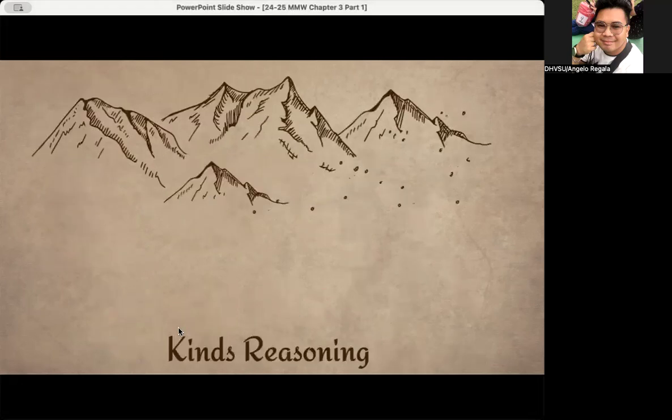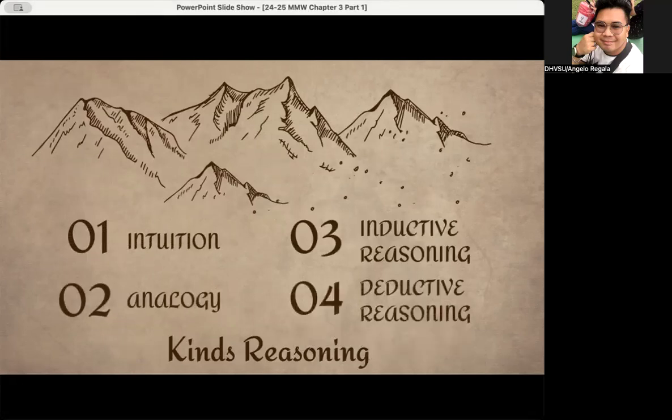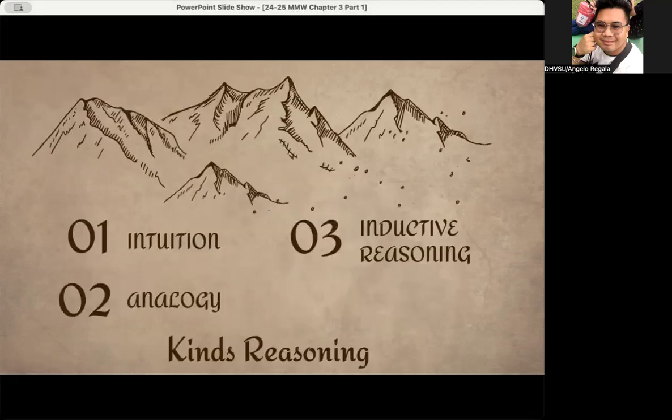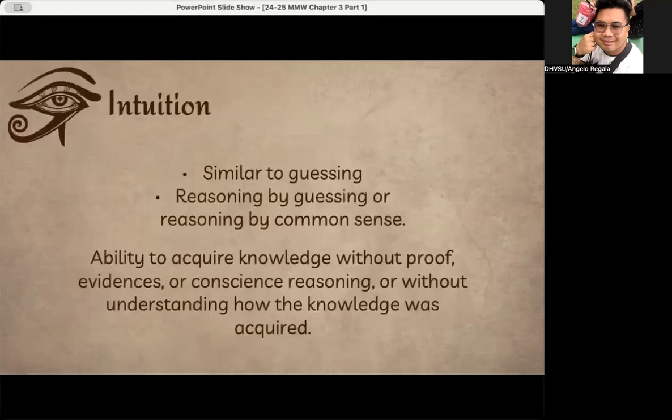Now, according to Zuela et al. in 2019, there are four kinds of reasoning. We have intuition, analogy, inductive, as well as deductive reasoning. Okay, so this is according to Zuela et al. in 2019. So pag sinabi nating intuition, the first one, it's somewhat similar to guessing. Okay? Reasoning by guessing or reasoning by common sense. Okay? So it would require less mental activity.